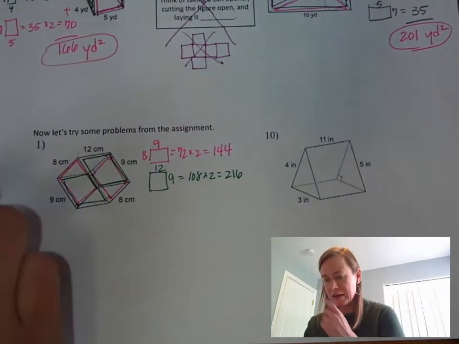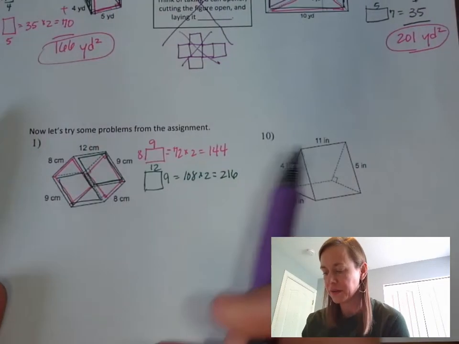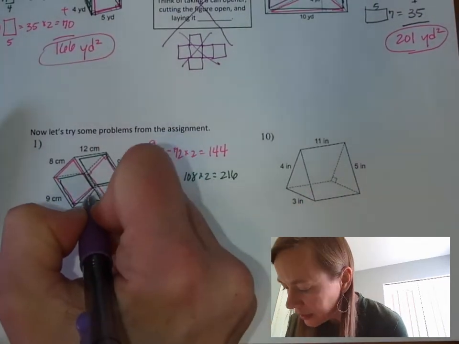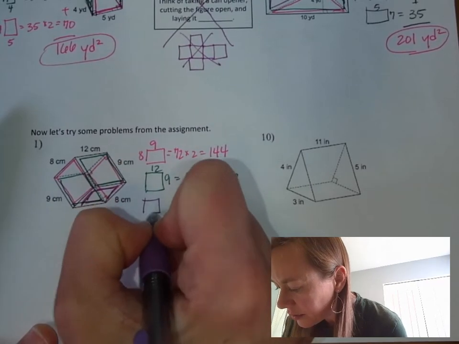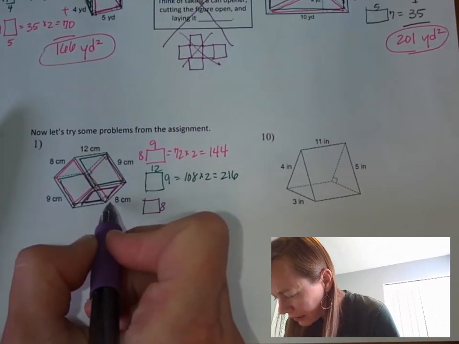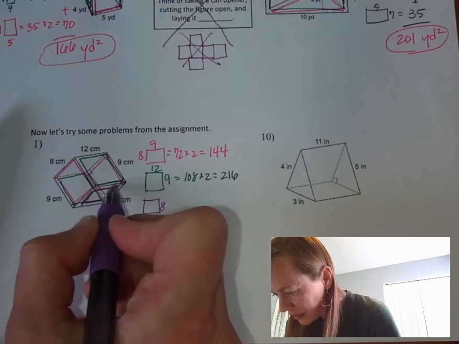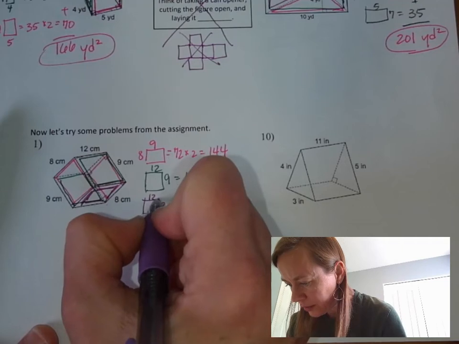Alrighty then, and now let's grab our purple. It looks like, oh, that's not purple. There we go. It looks like this bottom side is the one we haven't done yet. Let's draw it. It has a length here of 8. And what's its other length? This side, oh, that's the same as this side, right? So that's going to be a 12.